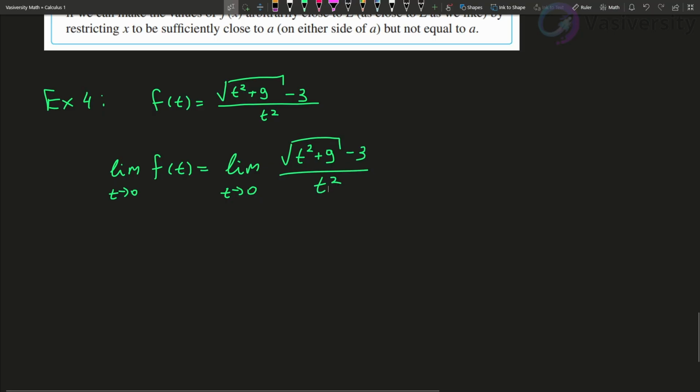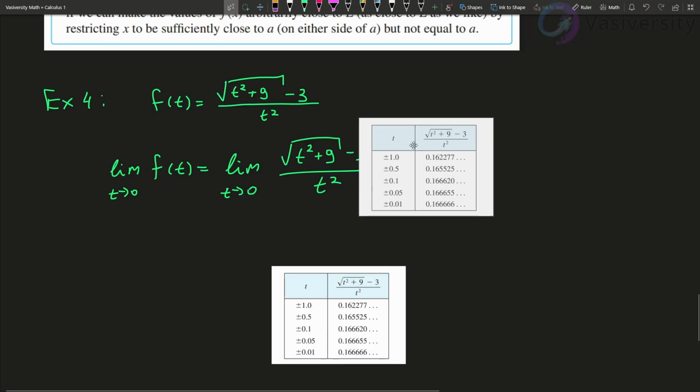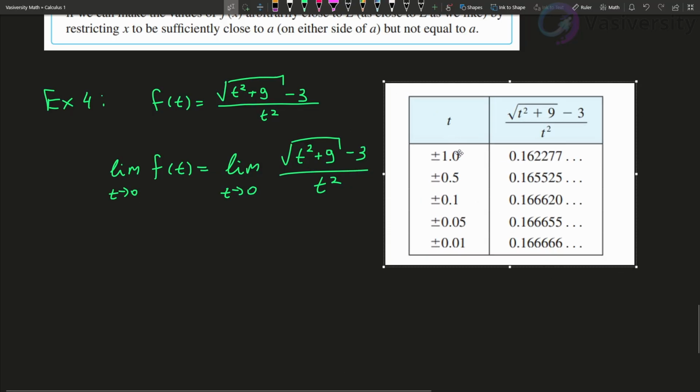If we approach 0 closer and closer, we'll find the values. As t is plus or minus 1, from both sides, plus or minus 0.5, 0.01, we're approaching essentially 1/6. So it turns out that indeed, as we approach 0, the limit is 1/6. As we go closer and smaller, we can see that it is going to 1/6.